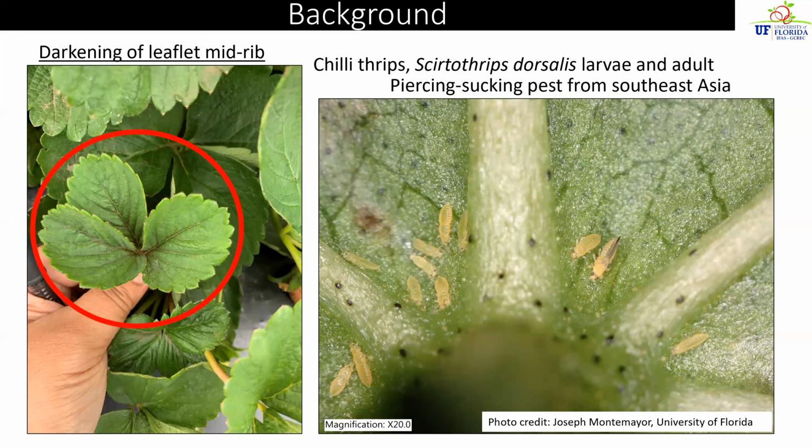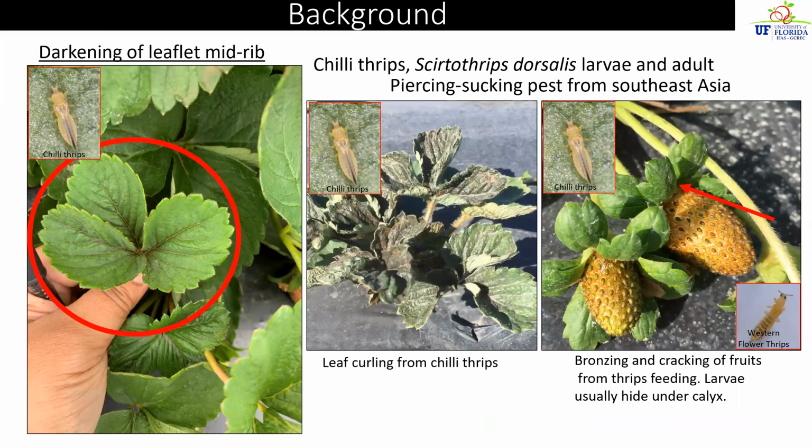Western flower thrips occur on flowers and fruits, therefore sample flowers and fruits to monitor western flower thrips. You can also use yellow sticky cards to monitor chili thrips and western flower thrips. As soon as you see darkening of leaflet midrib, starting at the base of the leaflets, it's time to make a management decision. High chili thrips infestation leads to leaf necrosis and death.